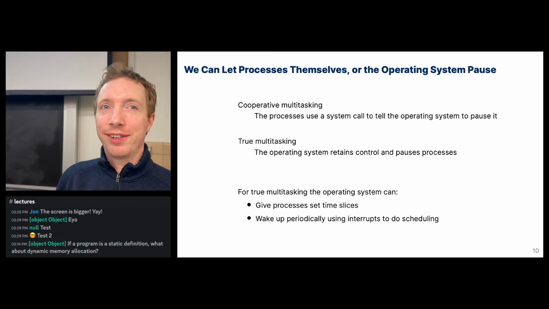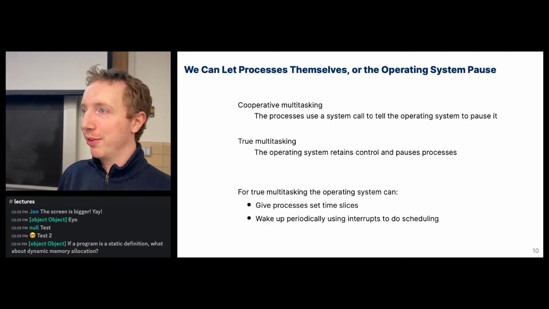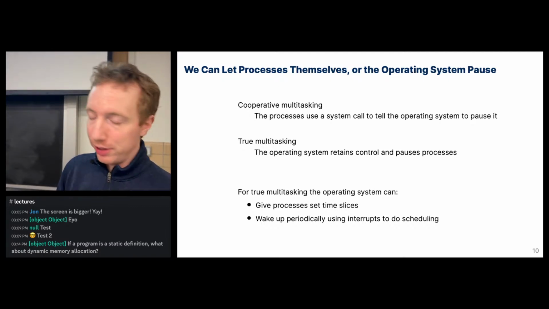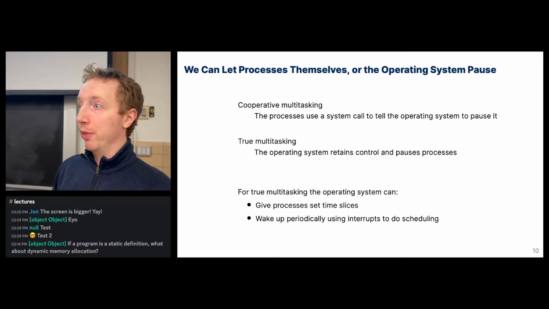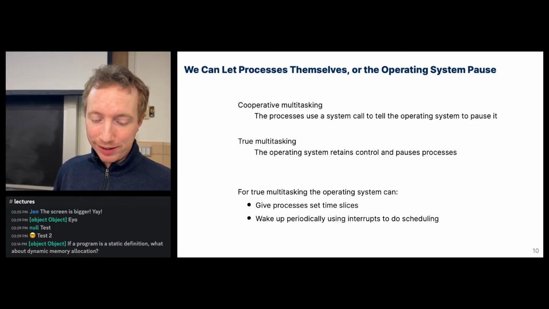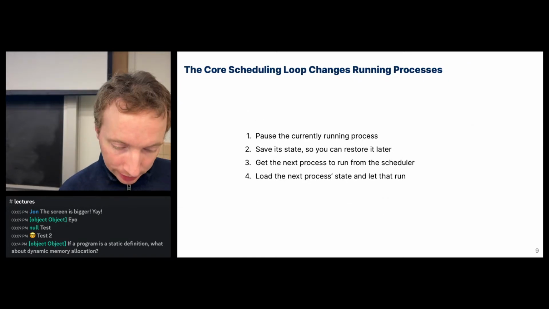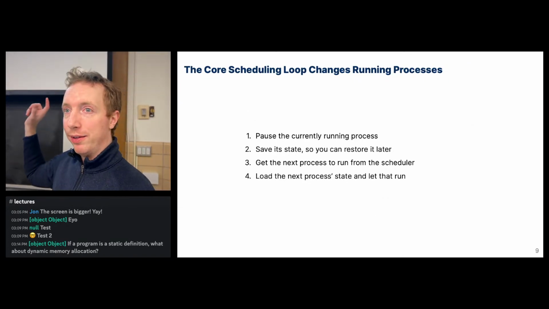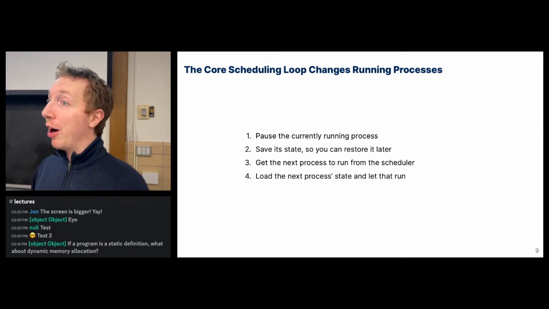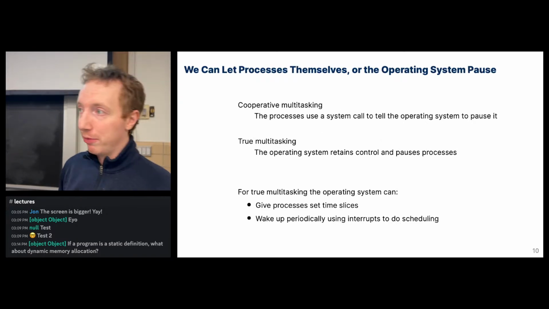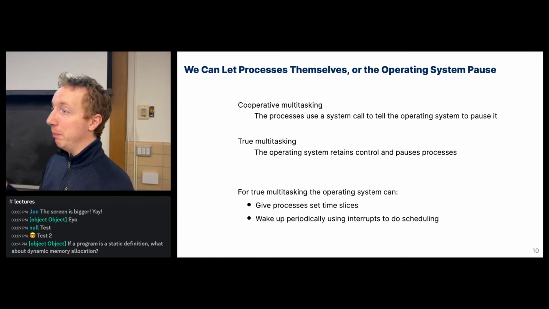So there are some scheduling decisions. You can either let processes schedule themselves, which sounds like a bad idea, or you can have the operating system pause and maintain control. The first term is cooperative multitasking, and that means that the mechanism of pausing the currently running process is not controlled by the kernel. The process has to opt into it. Cooperative means all the user processes have to opt into being paused.